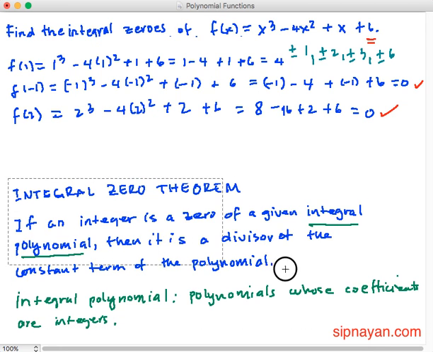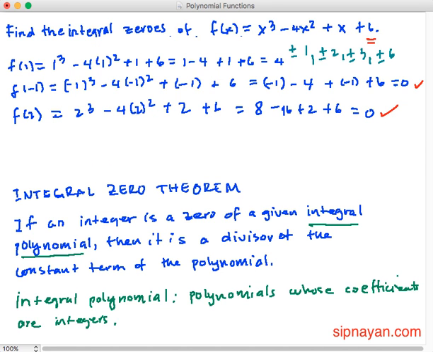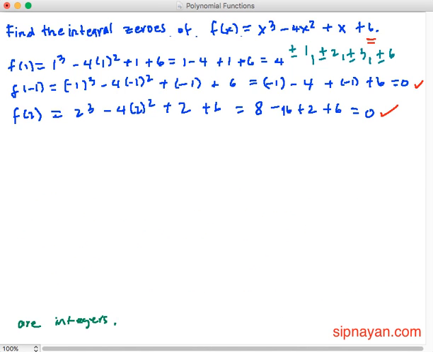Burahin na siguro natin to para meron tayong space. What is f of negative 2? Bumalik naman. What is f of negative 2?